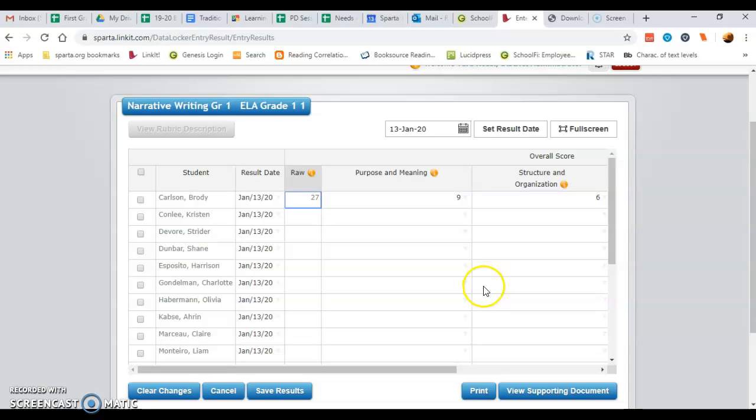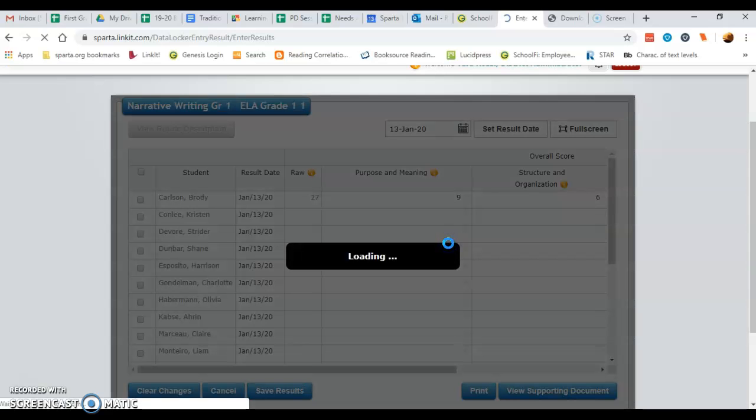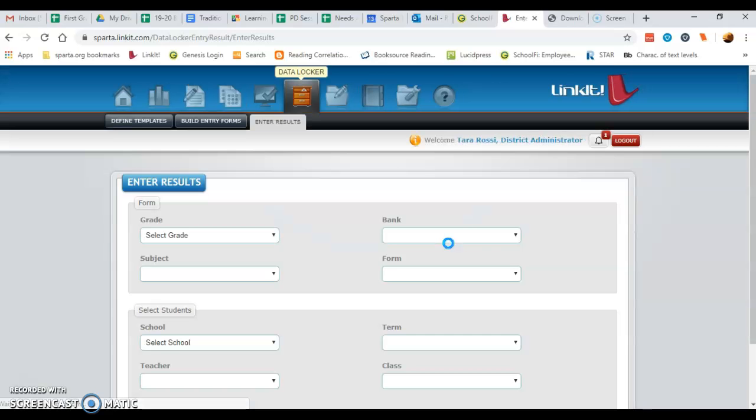I'm not going to do that here. I'm going to clear this out and cancel everything. It says, are you sure you want to cancel your changes? Yes. And so none of those numbers will be saved. But that's how you enter writing results.